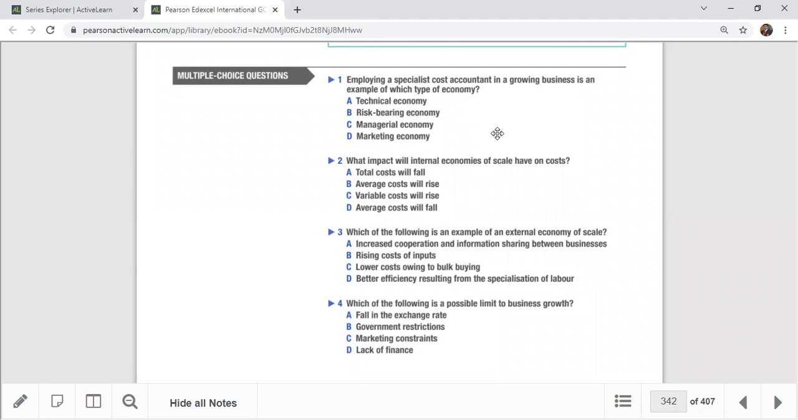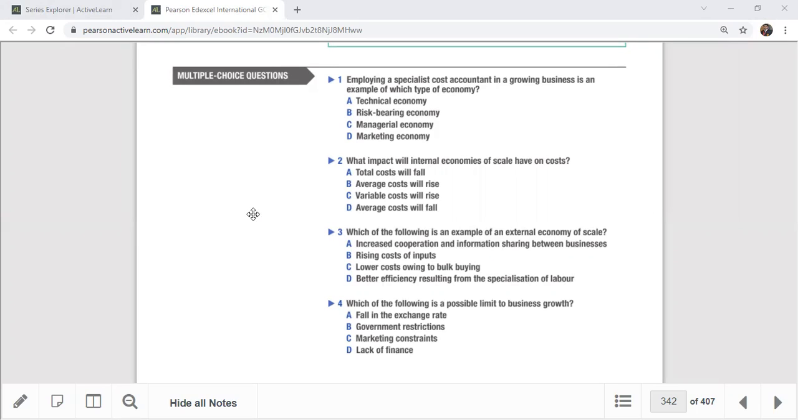C, managerial economy. D, marketing economy. Employing a specialist cost accountant is which type of advantage you can have? I got a couple of answers. Yes, the correct answer was given by Liara and Deva. C is the correct answer: managerial economy. Very good. Excellent.